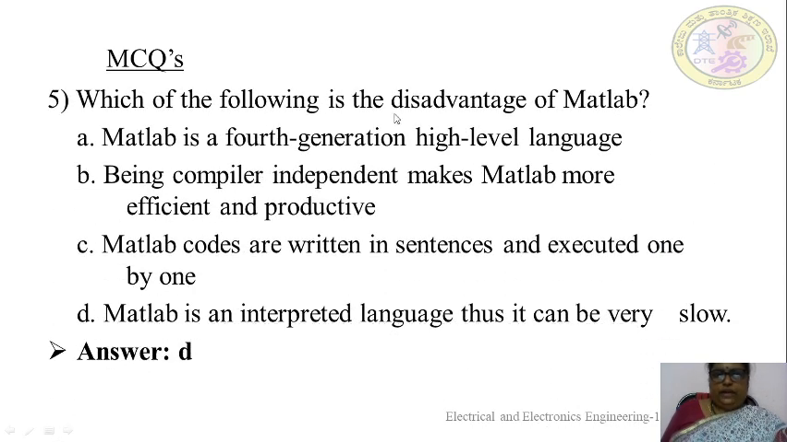Which of the following is a disadvantage of MATLAB? MATLAB is a fourth level high language. Being compiler independent makes MATLAB more efficient and productive. MATLAB codes are written in sentences and executed one by one. MATLAB is an interpreted language, thus it is very slow. So answer is D.